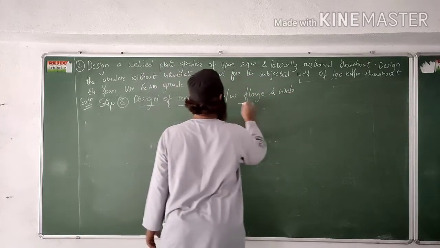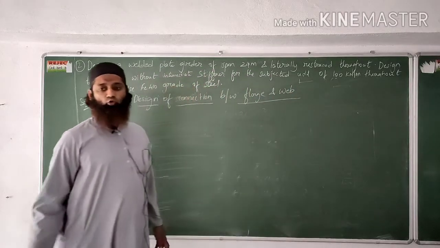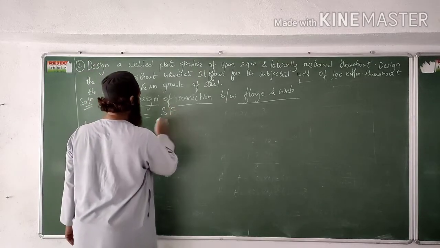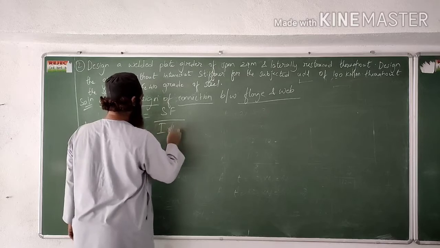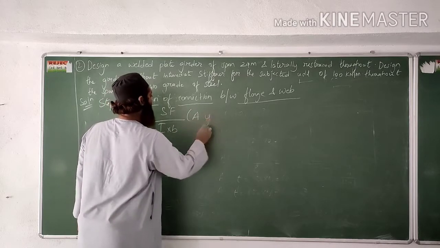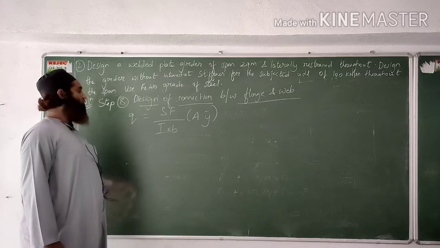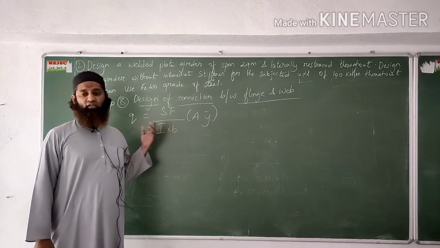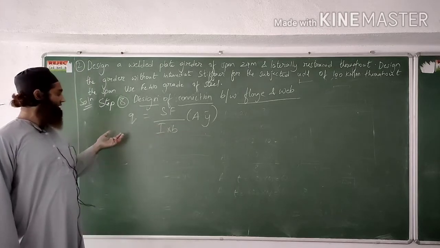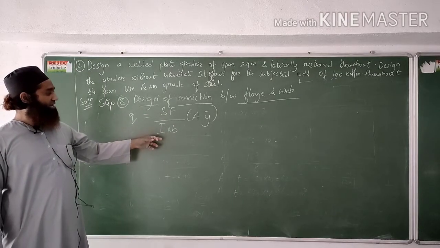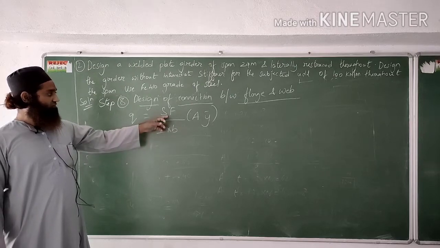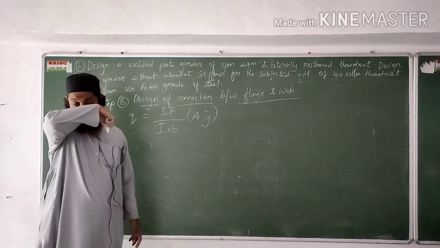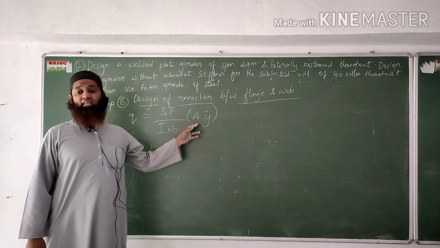Now this has been given by the formula Q is equal to SF by I into B into the area of flange into Y bar. What is Q? This is the design shear. We'll just check that. Q is SF by I into B. SF is the shear force, that is VU here. I is the moment of inertia. B we will take as 1 mm here, and this is the area of flange.